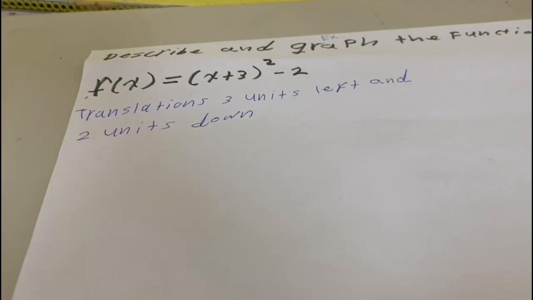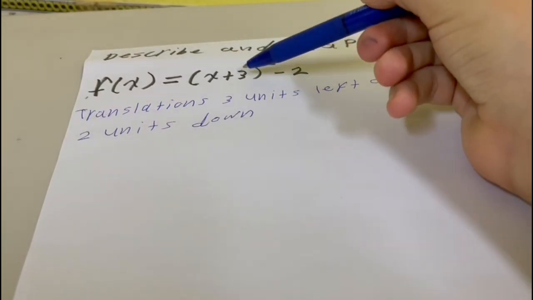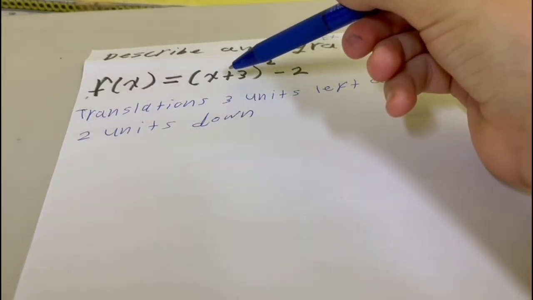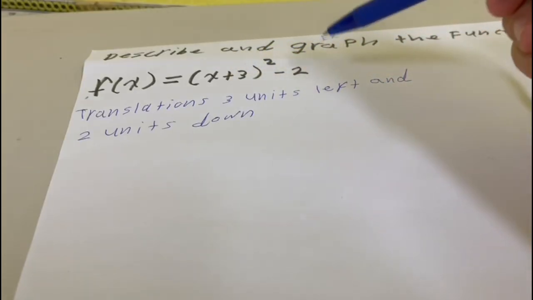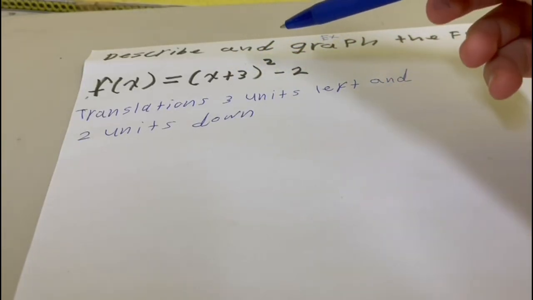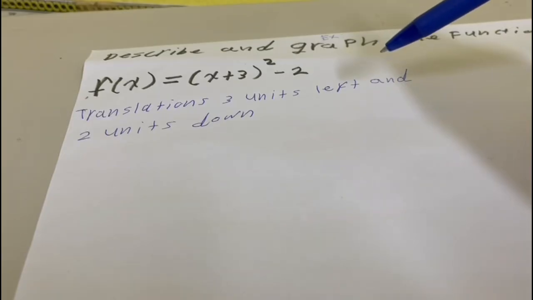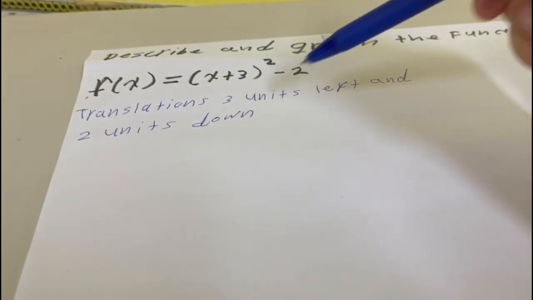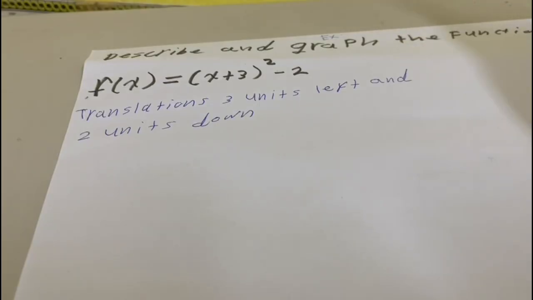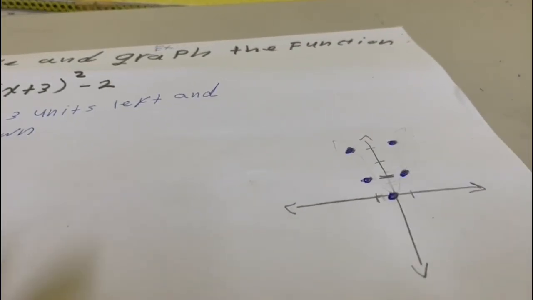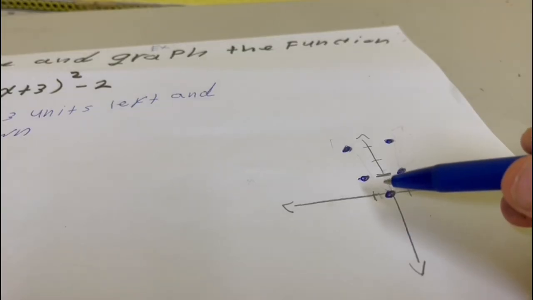Translation here is 3 units left because we have the positive. If h is positive, it's left, and if k is negative, it's down. So 2 units down: negative is down, positive is up. And here we have the graph. I put the parent function.